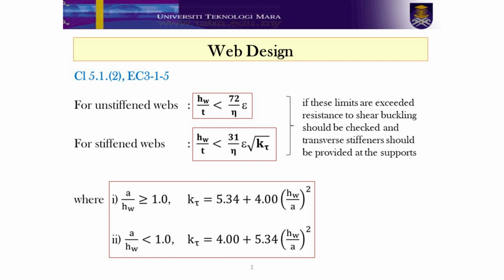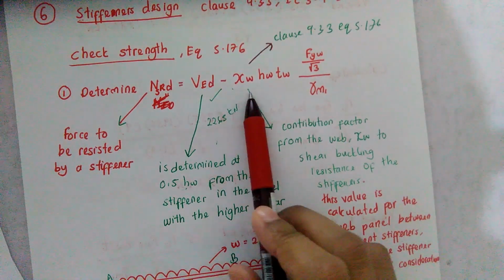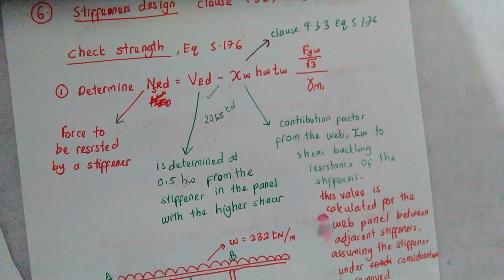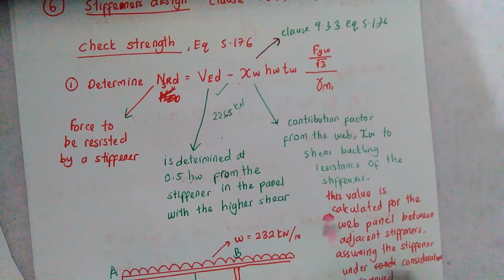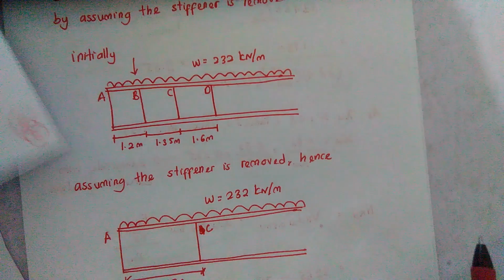To calculate that, you have to look at EC3 Part 1.5 clause 5.12. In this box, you can see that you need to know what your a over hw is. Is that either larger than 1 or lesser than 1? Because from there you choose which equation is suitable for your conditions. So now let's find this value, whereby to calculate the contribution factor, we need to assume that the transverse stiffener which we are designing now is considered to be removed.